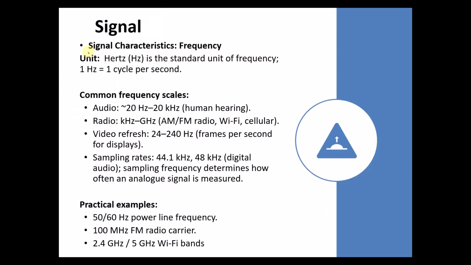We've mentioned that the unit is hertz, represented by uppercase H and lowercase z. This is the standard unit for measuring frequency. So 1 hertz means that the signal underwent 1 cycle per second. Let's look at some of the common frequencies. Audio frequency, for instance, is between 20 hertz to 20 kilohertz.